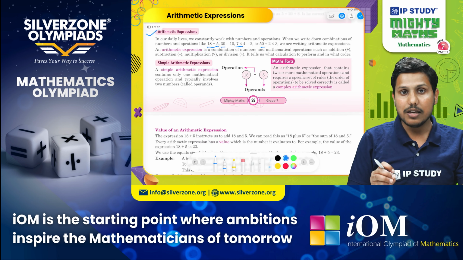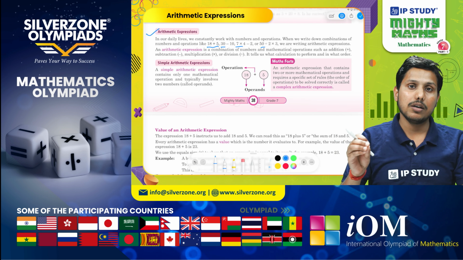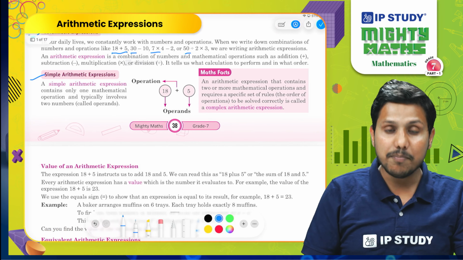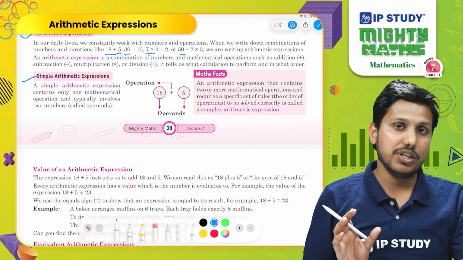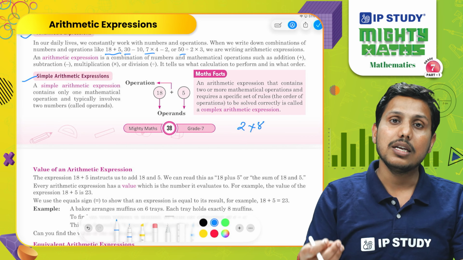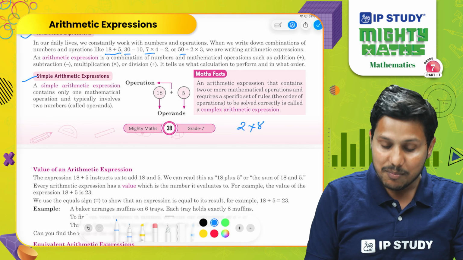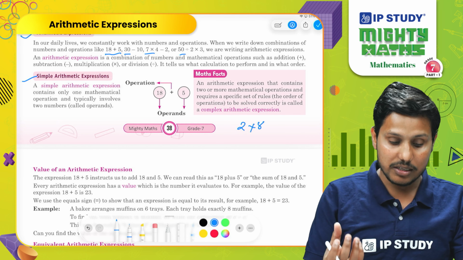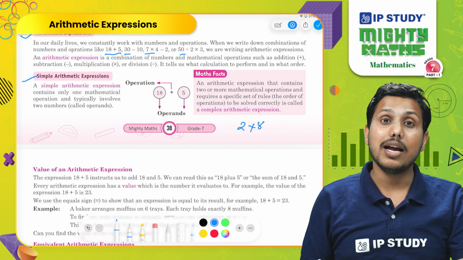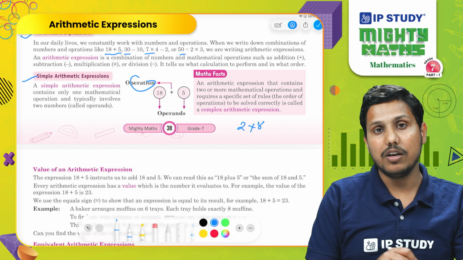Now, there are two types of arithmetic expression. One is simple and one is complex. In simple, we generally use only one operation, like 2 multiplied by 8. There will not be any other operation than this; multiplication is the only operation being used over here. 18 plus 5 is also a simple arithmetic expression. Here, the numbers that we use are called operands, and the operations that we apply, like multiplication, addition, subtraction, are called the operation sign or operation that we use.